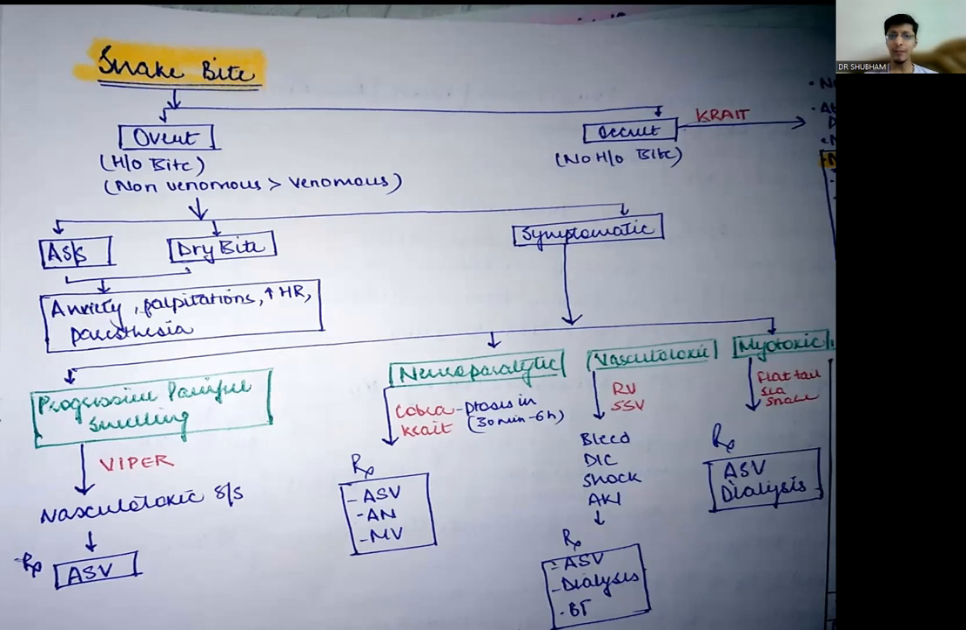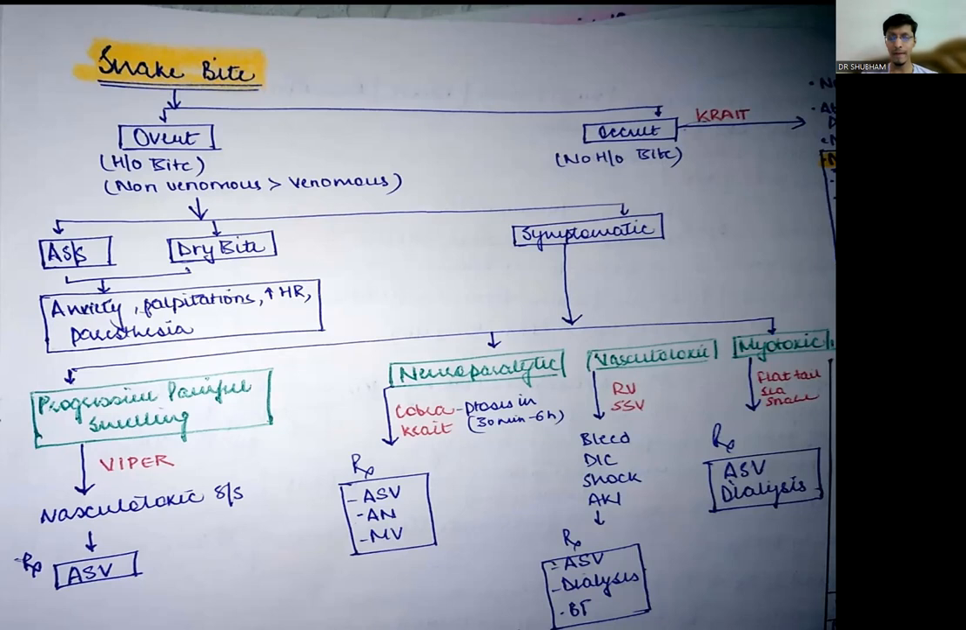Okay. Now, again, the patient is having a progressive painful swelling and a lot of pain is there. The pain is disproportionate to the swelling. It is again a viper, it can be a Russell's viper or a sea snake viper. The patient can have bleeding, they can have DIC, they can go into shock, and they can even develop an AKI. So if the patient is going into AKI, along with ASV you also have to give dialysis. And if the patient is profusely bleeding, you have to give a blood transfusion.